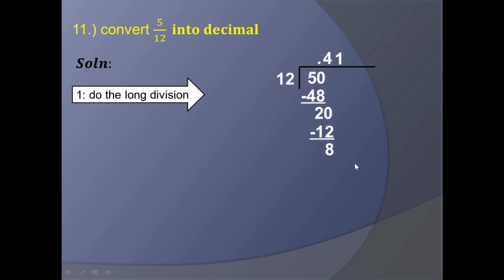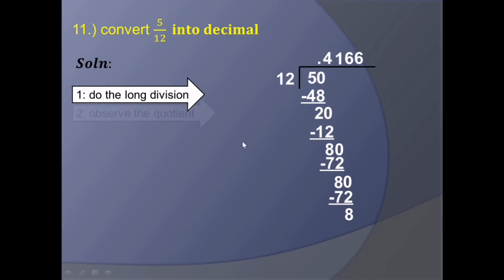Bring down another 0 as required. 80 divided by 12, which is 6. 6 times 12, that is 72, and the difference is 8. So again, we want to know the next number after 6 so that we can still know the next numbers. Okay, so bring down another 0. 80 divided by 12, which is 6. 6 times 12, 72, and the difference is 8. So it appears that the difference is always 8.